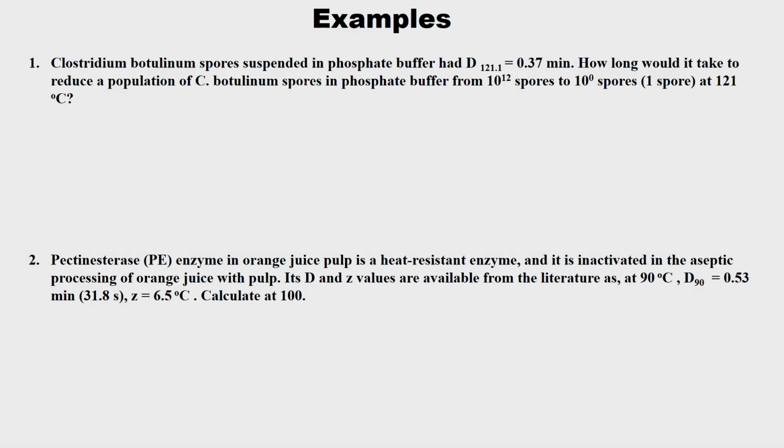Clostridium botulinum spores suspended in a phosphate buffer had D121 of 0.37. How long would it take to reduce the population of spores from 10^12 to 10^0? So this we know already. The F value is D into log of N naught upon N. So N naught upon N is around 12 log. So you have to just multiply 0.37 into 12, which comes around 4.4 minutes.